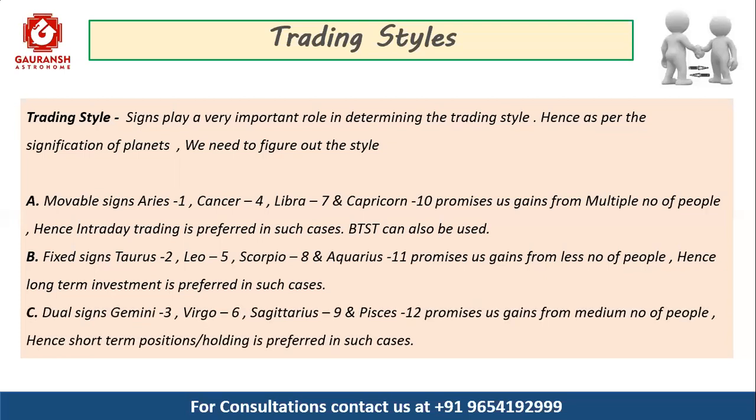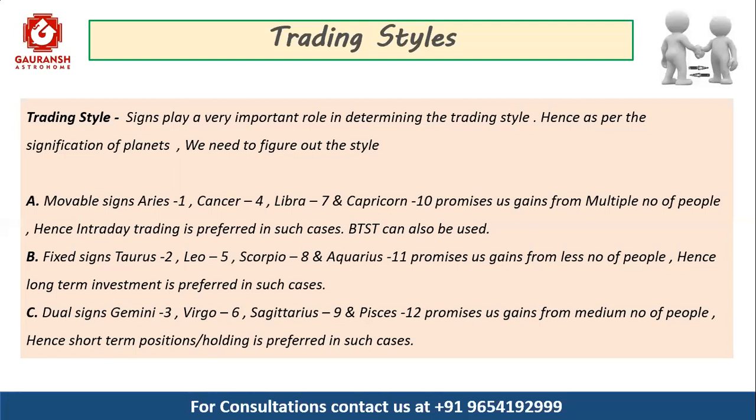Now the third sign is the dual sign. The dual signs are 3, 6, 9, 12: Gemini, Virgo, Sagittarius and Pisces. So these dual signs, they promise us gains from a medium number of people. They have a tendency of to and fro. So in these, the environment which the signs provide us is short term positions or short term holding.